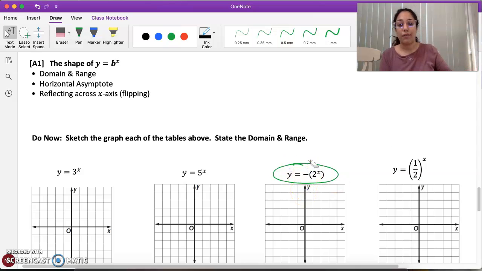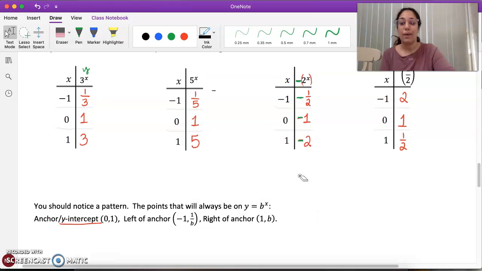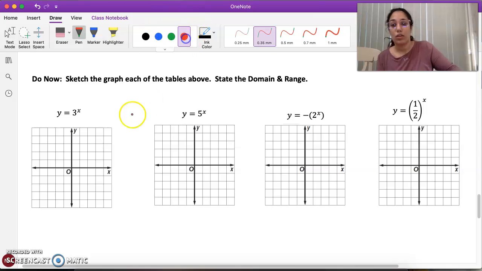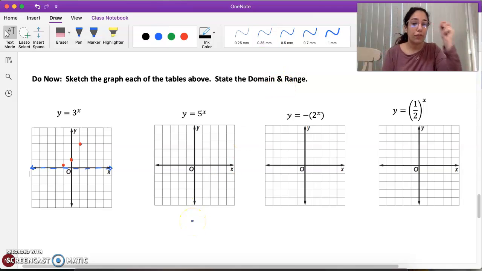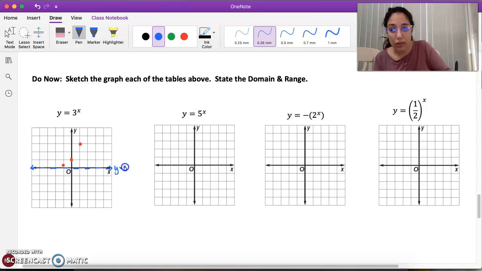So let's graph them. We said here that we have (-1, 1/3), (0, 1), (1, 3). So (-1, 1/3) is about there, (0, 1), (1, 3), there it is. And we already spoke about the horizontal asymptote, which for all basic exponential functions is at y equals 0. That is your horizontal asymptote of all basic exponential functions.